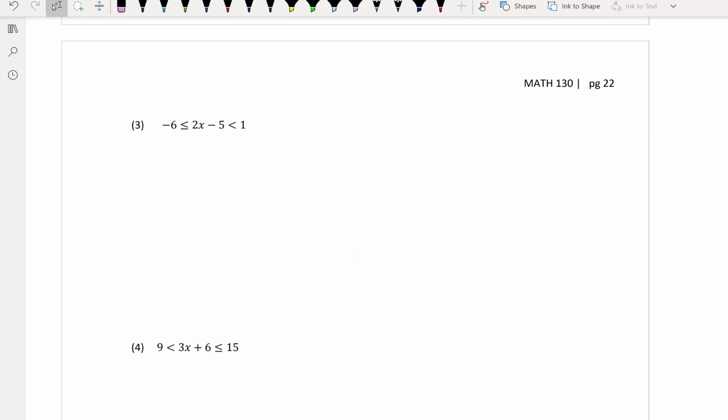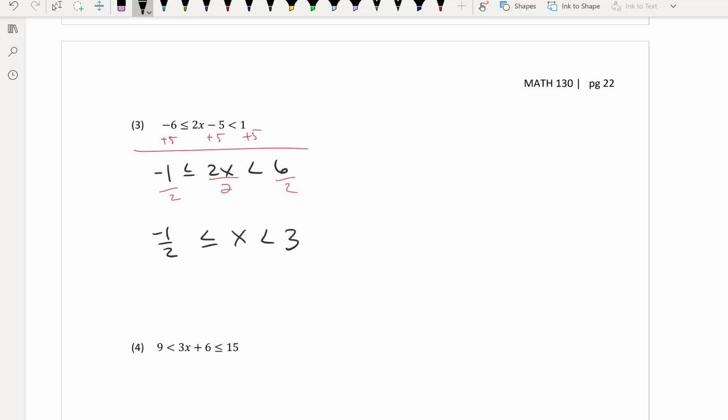So now for number 3, it's a compound inequality. So I just have to get the x isolated. What I'm going to do is add 5 to all 3 parts so I can start isolating the x variable. So negative 6 plus 5 is negative 1, and I have 5 plus 1, which is a positive 6. From here, I'm going to have to divide by 2. So I divide each side by 2. Now I have negative 1/2 less than or equal to x less than 3.